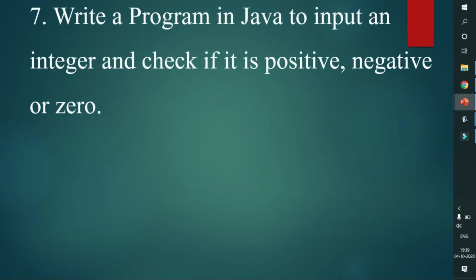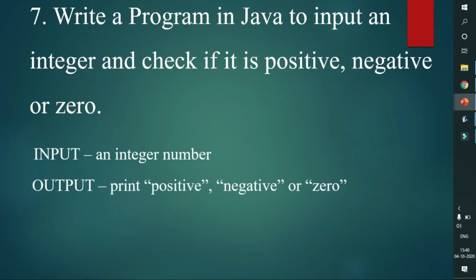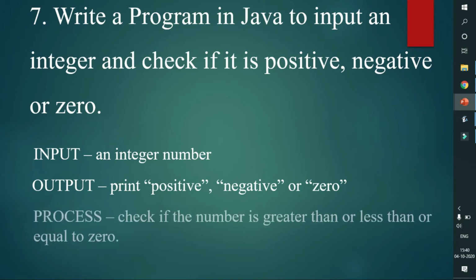Program 7. Write a program in Java to input an integer and check if it is positive, negative or 0. Here again the input is an integer number and the output is to print whether it's positive, negative or 0. So the process is to check if the number is greater than 0 or less than 0 or equal to 0. So now you can see there are many conditions to check over here. So again we'll be using the if-else-if ladder structure to do this program. Let's see how to do the program.